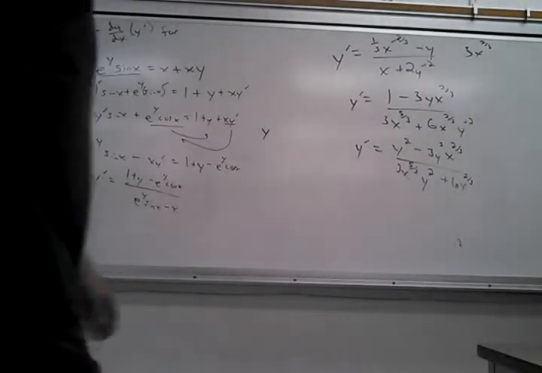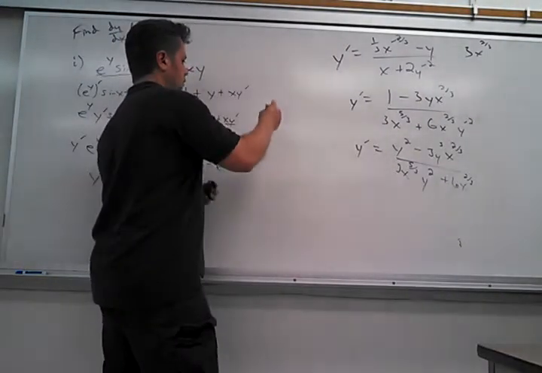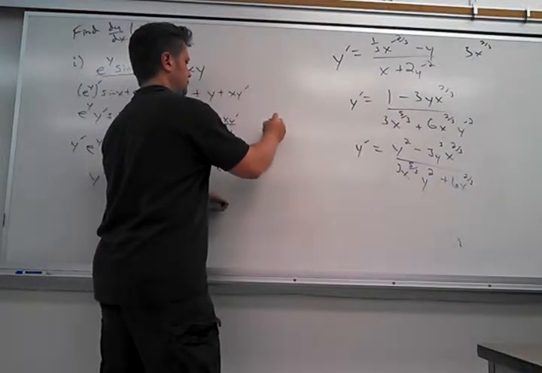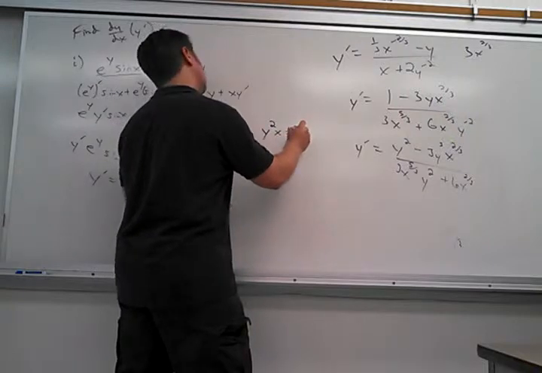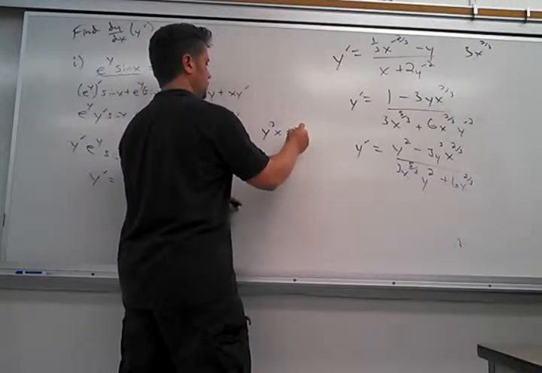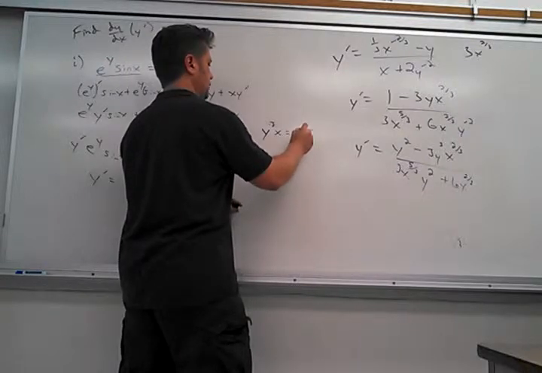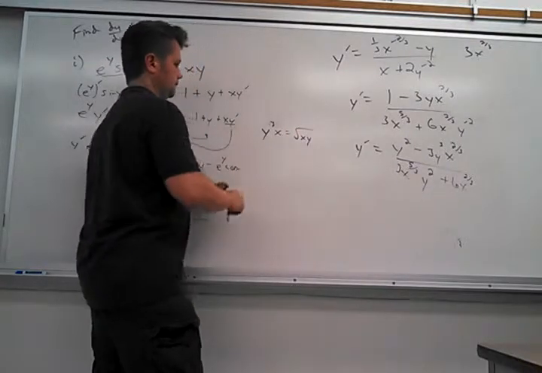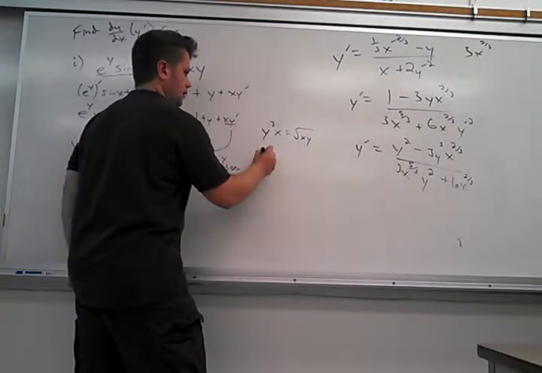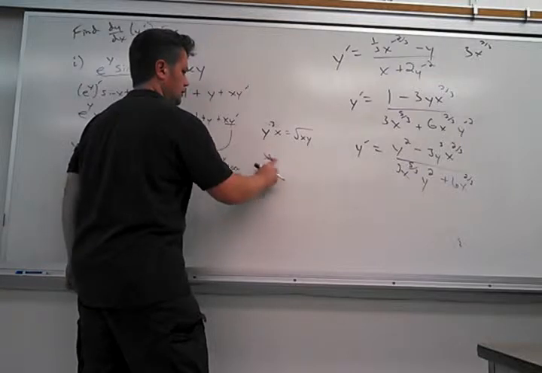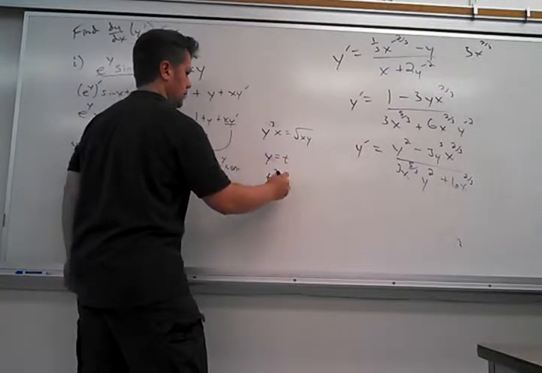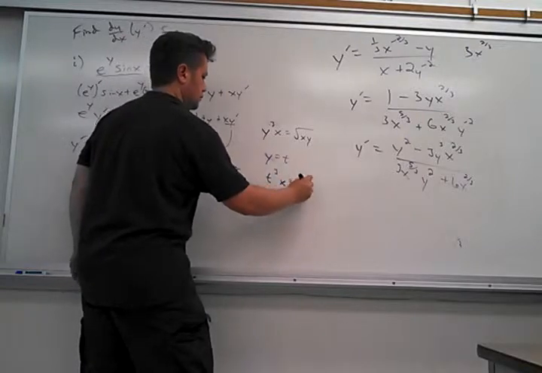Because they don't have that 32 or something. Let me see if I can come up with a good example. Square root of xy. That's gross. So if I said, let's say, y is t, so I get t cubed x equals square root of xy.